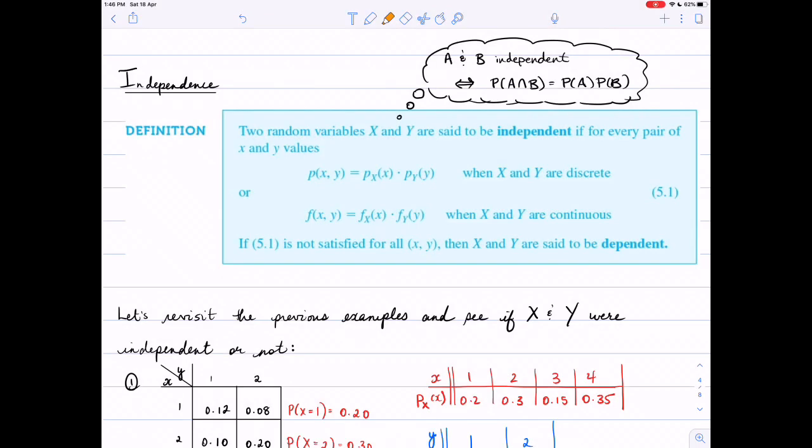In this video, we are going to be talking about the independence of two random variables, X and Y, and we are going to base ourselves on, or take as inspiration, the single variable case, the independence of two events.